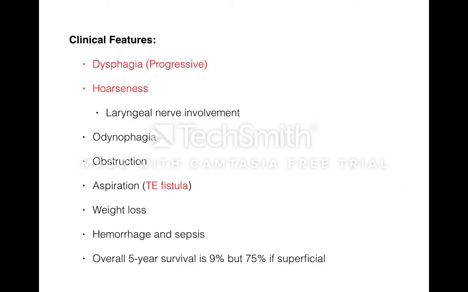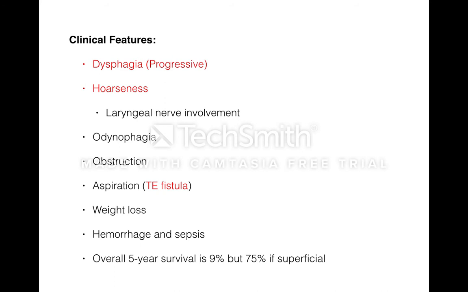Clinical features of squamous cell carcinoma are similar to adenocarcinoma in that the patient often presents with progressive dysphagia, odynophagia, and weight loss. Patients may also have hoarseness if the laryngeal nerve is involved. Patients can also develop a tracheoesophageal fistula, which results in aspiration. Other complications include hemorrhage and sepsis.